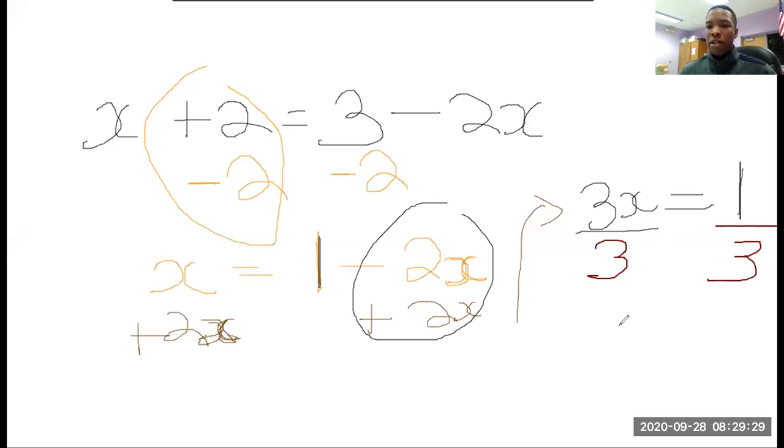So 3 divided by 3, that gives me x. 1, this is 1x. And then my answer is 1/3. You can leave it like that. So x is equal to 1/3. So let's look at one more question.